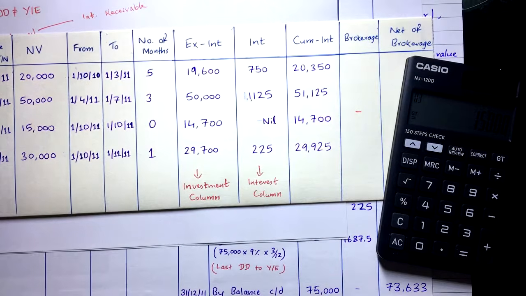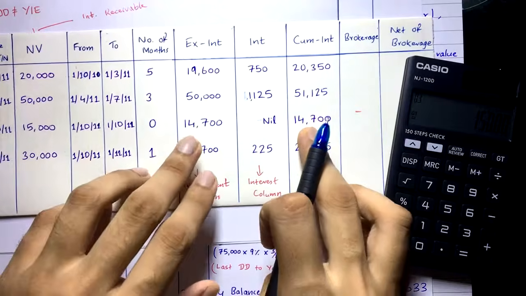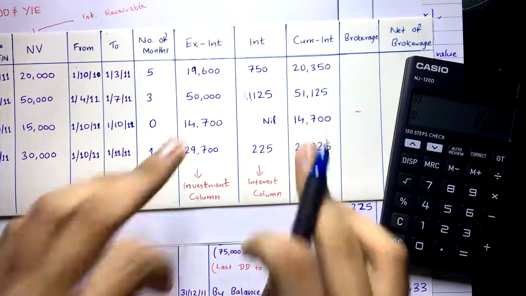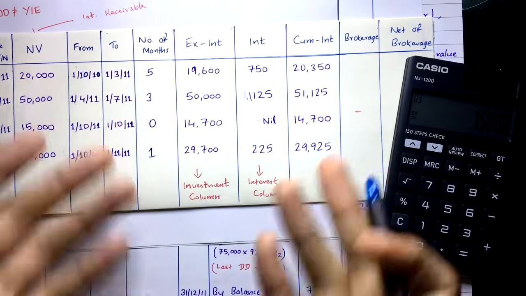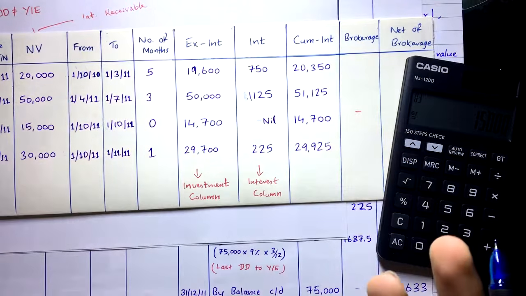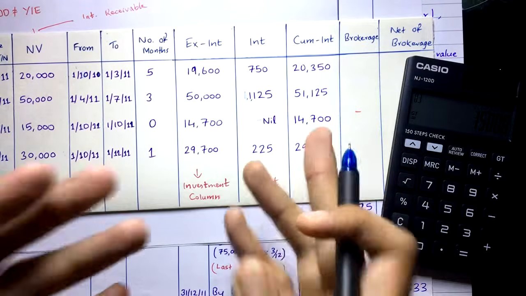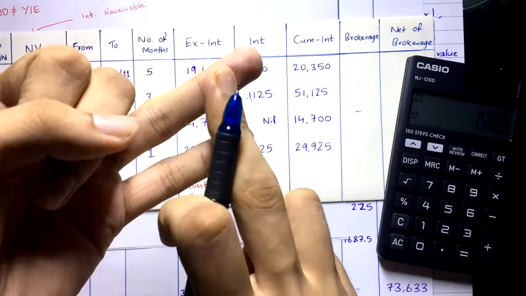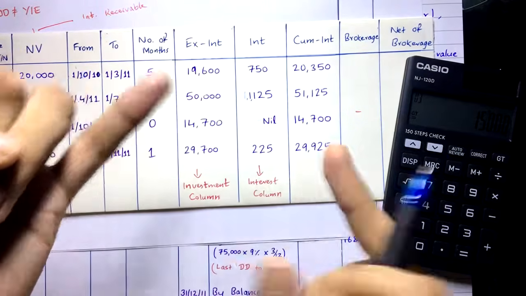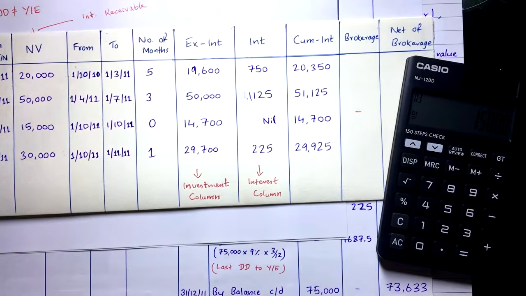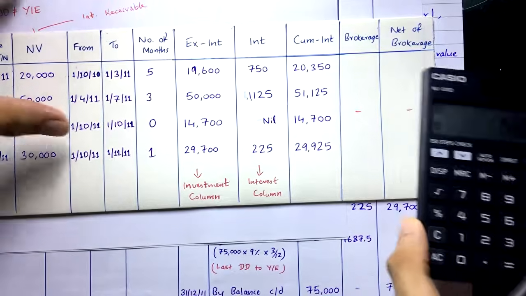So if there is no interest, then what would happen? The cum interest will be equal to ex interest, isn't it? Common sense है ना. Interest ही नहीं है तो ex interest is equal to cum interest, because what is the formula of cum interest? Cum interest includes ex interest and interest. If there is no interest, then cum interest is equal to ex interest, right? So the cum interest price is given in that question.